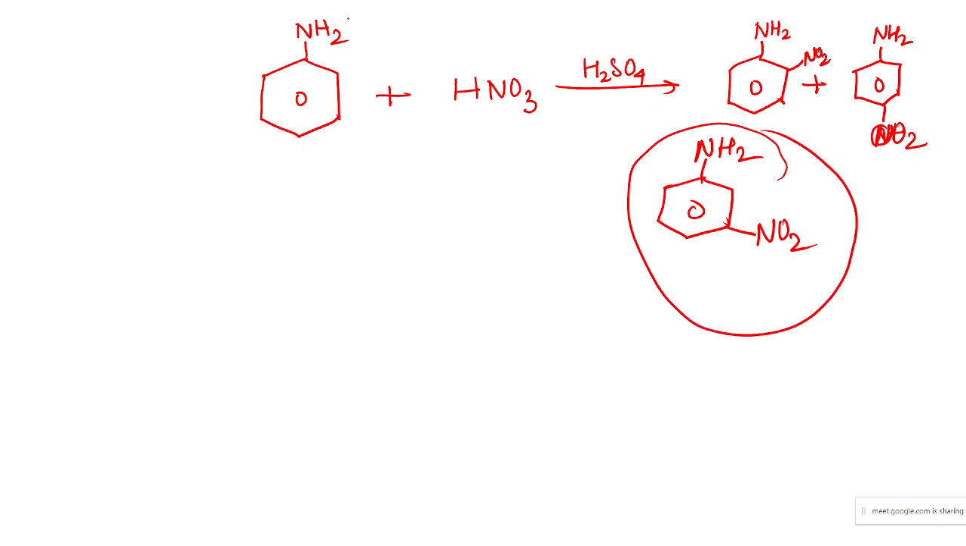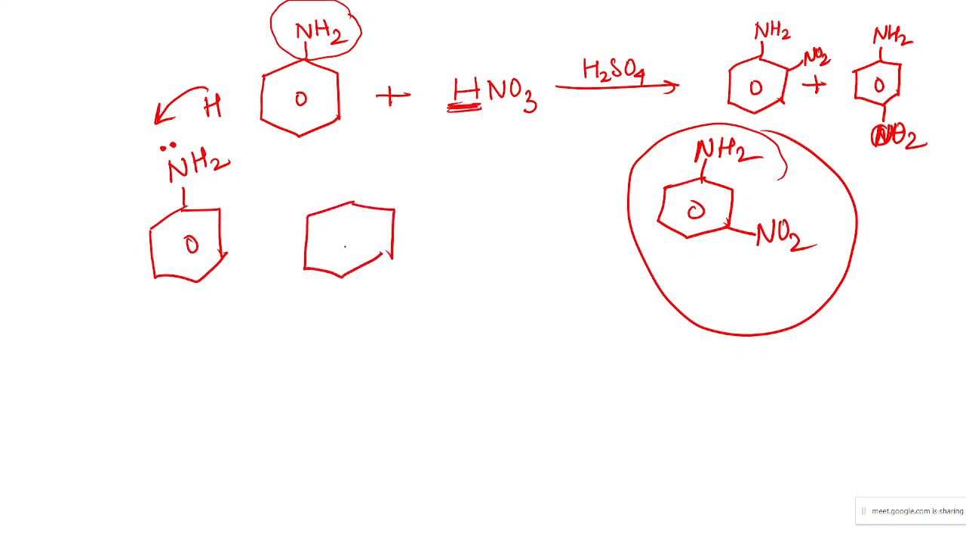The answer is given by the anilinium ion, which is formed from aniline when it reacts with this acid. The nitrogen atom of NH2 contains a lone pair, and it accepts hydrogen from acids. Initially, when the NH2 group is bonded with benzene in this way, it donates its electrons towards the benzene ring.